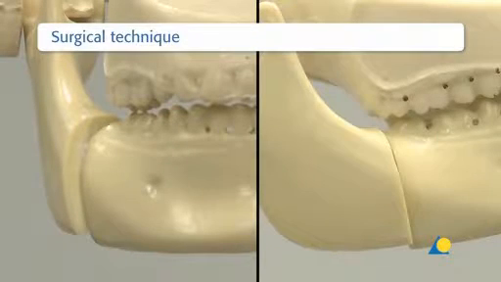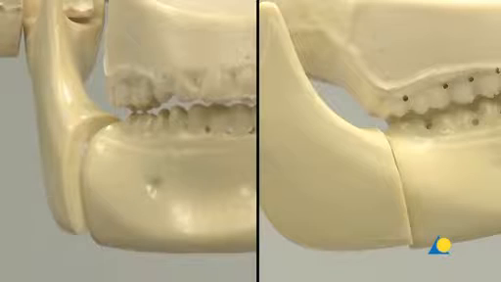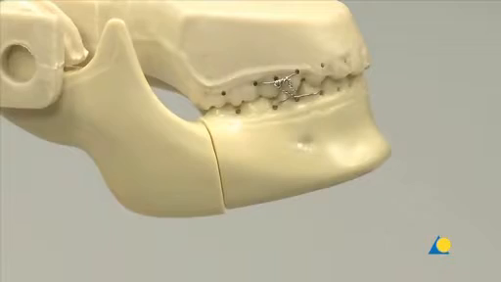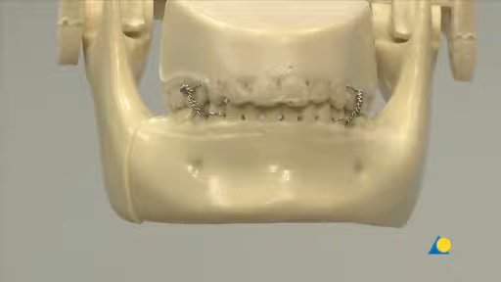If a molar in the fracture site requires removal, it is removed prior to placing the patient into MMF. Open reduction and stable internal fixation in the dentate patient begins with fixation of the occlusion. For this exercise, Ernst ligatures have been selected. However, it should be noted that many surgeons prefer MMF with arch bars because of the increased stability.